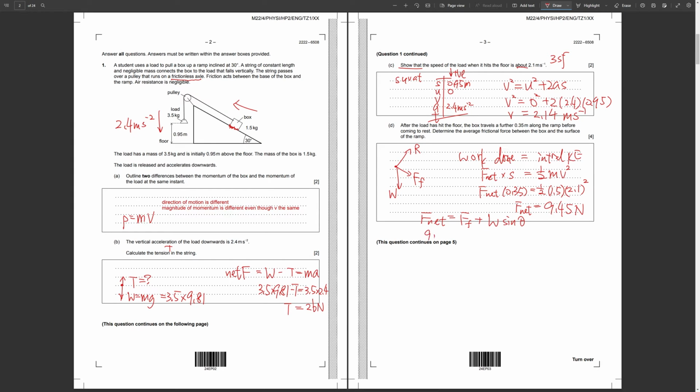Next, we have 9.45 equals our unknown plus the weight component, which is 1.5 times 9.81 times sine 30 degrees. The frictional force is 2.1 Newton.